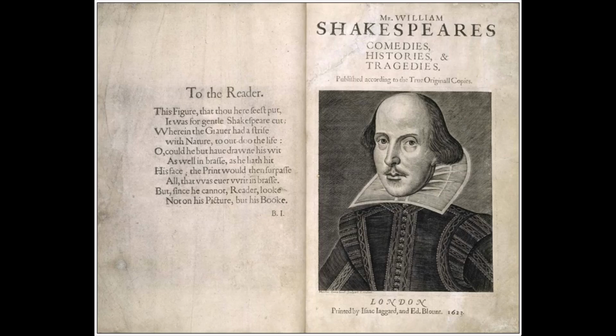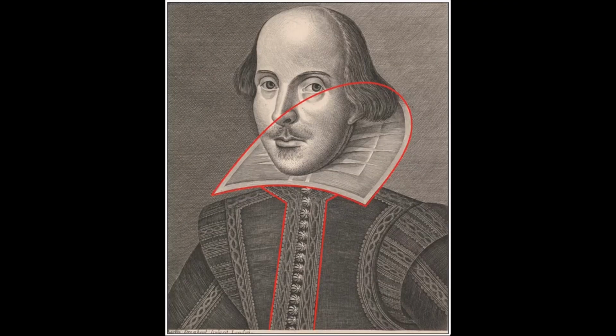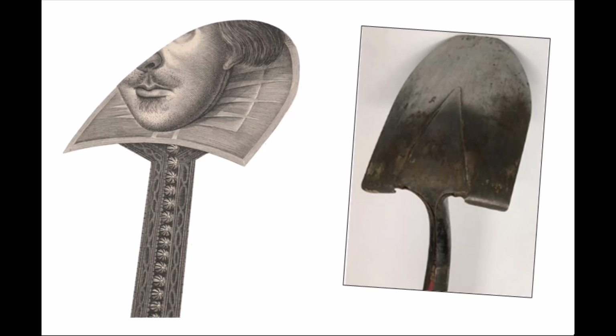Across from the poem is the most famous image of William Shakespeare, the Droeshout portrait. I've explained this in a couple previous videos, but I need to go over it again real quick because there's more here than I initially presented. William Shakespeare's collar and buttons are in the shape of a spade. The collar is bent forward just like the blade of a shovel or spade when it's turned over.